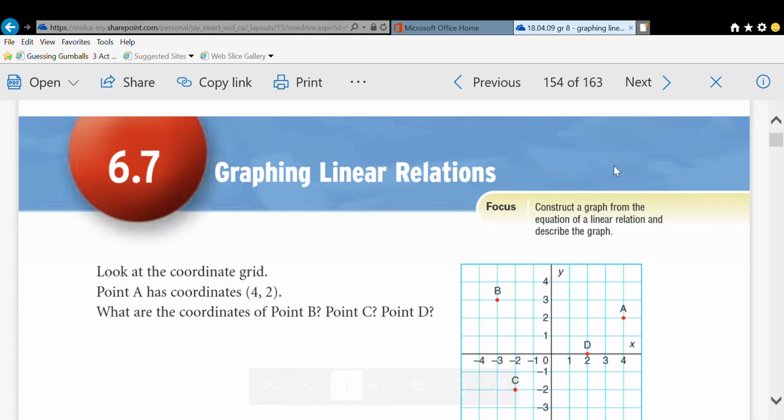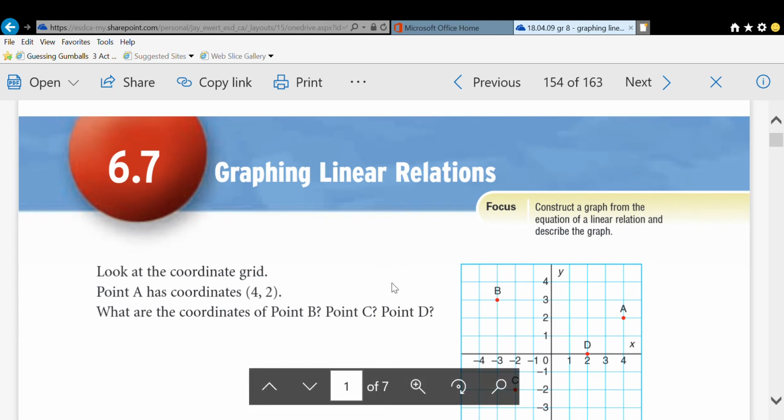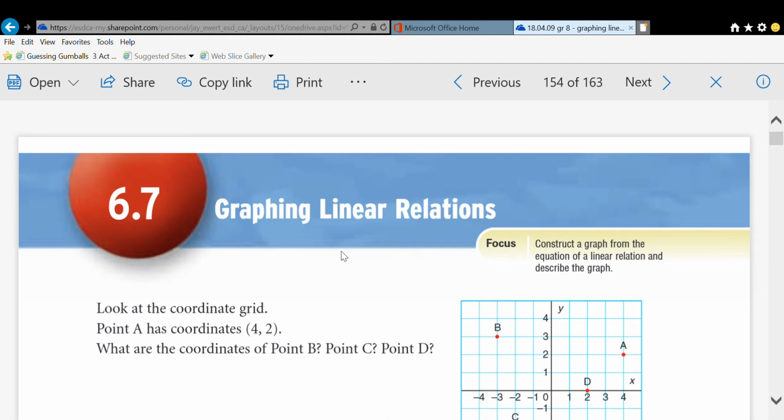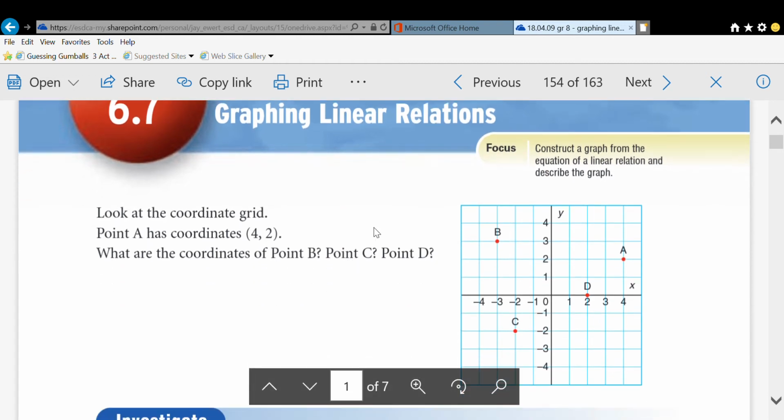Today we're just going to do a screenshot and we're going to go over 6.7, graphing linear equations. This is a grade 8 lesson. When we taught this in class, most students were able to do a quick review of this, so I'll try not to belabor the point.